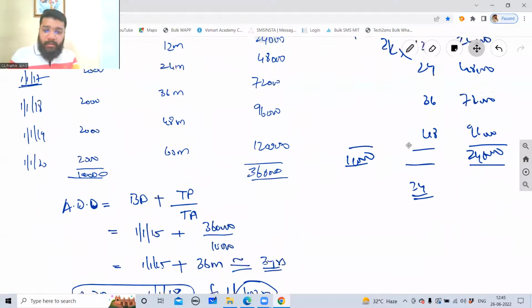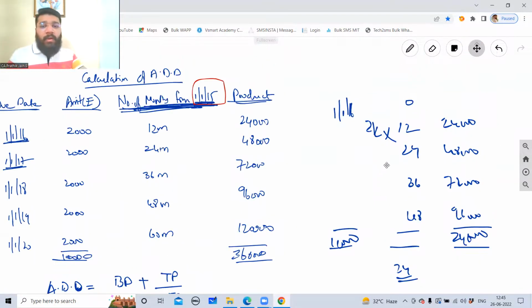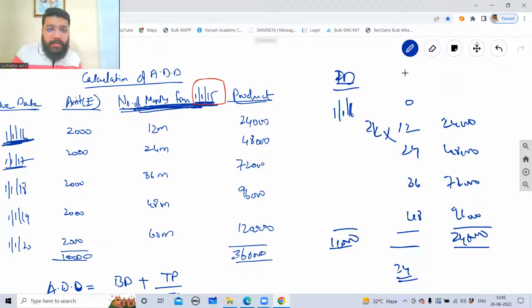Okay. So what Samiksha suggested, sir, if you take 1/1/2016 as a base date, things will not go wrong. Let's suppose this is the due date and this is the number of months. So what happens is, base date is 1/1/16. Base date to due date is 0 months. Then 1/1/17.